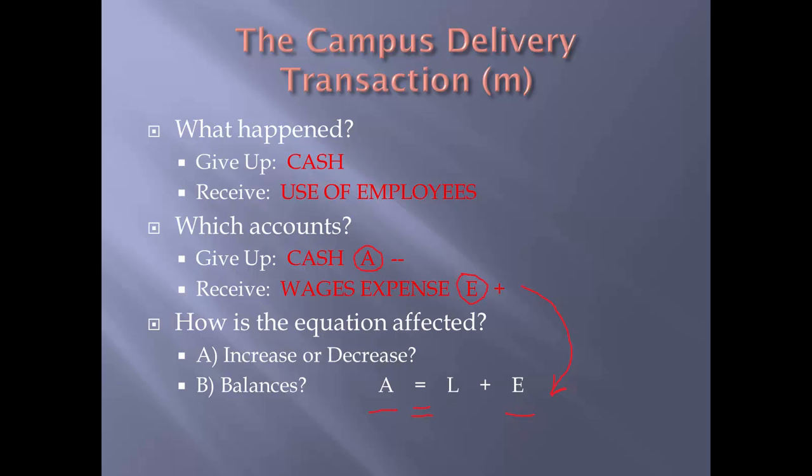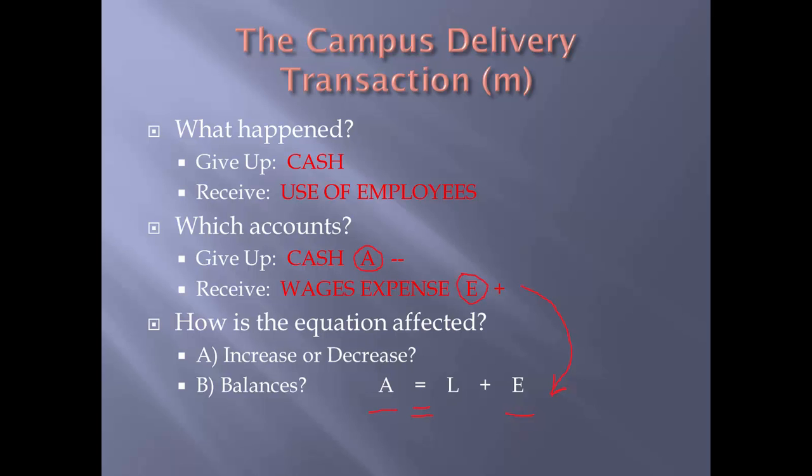Okay, here we have transaction M. Here we had employees, and we paid wages to the employees. Now, when we say what happened, we gave up cash. What did we receive? We received the use of the employees. We do not own the employees. If we don't pay the employees, they will walk off the job. Okay? So we get to use the employees if we pay them cash.